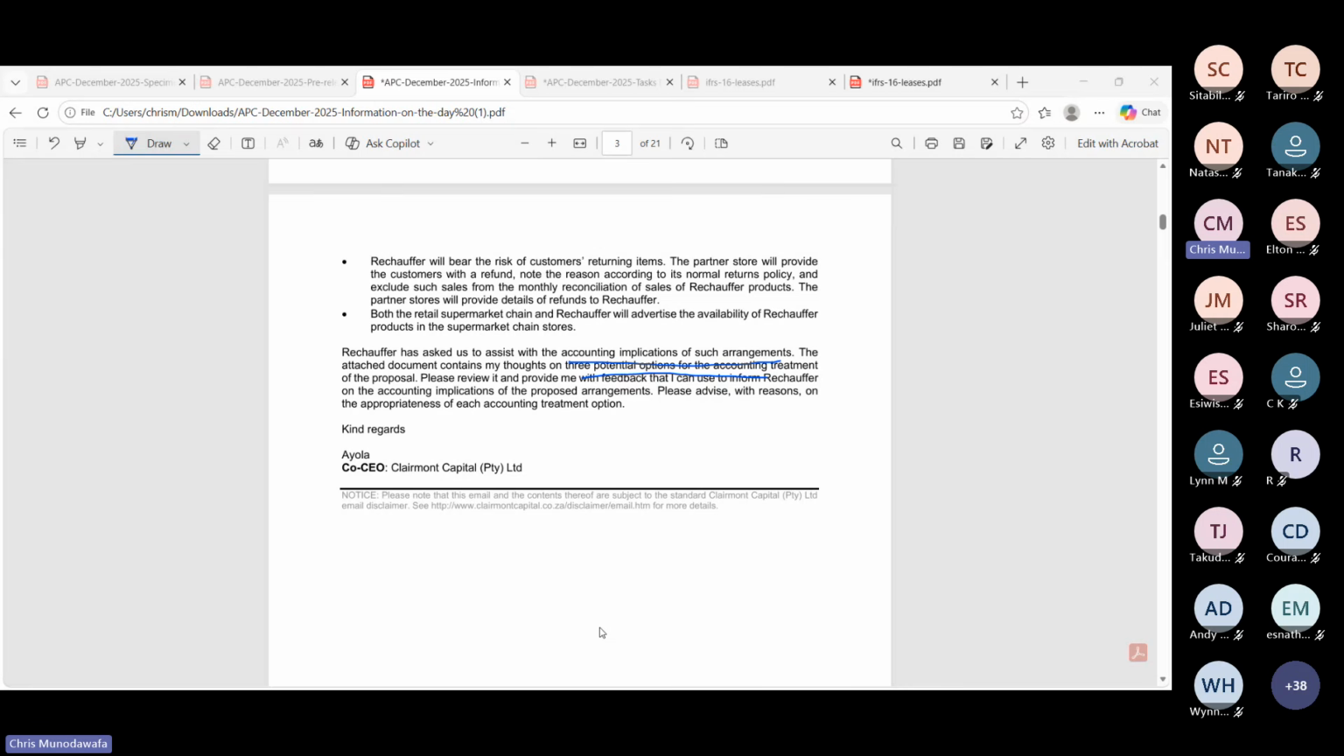There is a potential IFRS 15, but which part of IFRS 15? I then identified that this IFRS 15 deals with the issue of principal versus agent. So the requirement: Richalfa assists with accounting implications of such arrangement. The attached document contains my thoughts on 3 potential options, and please review.